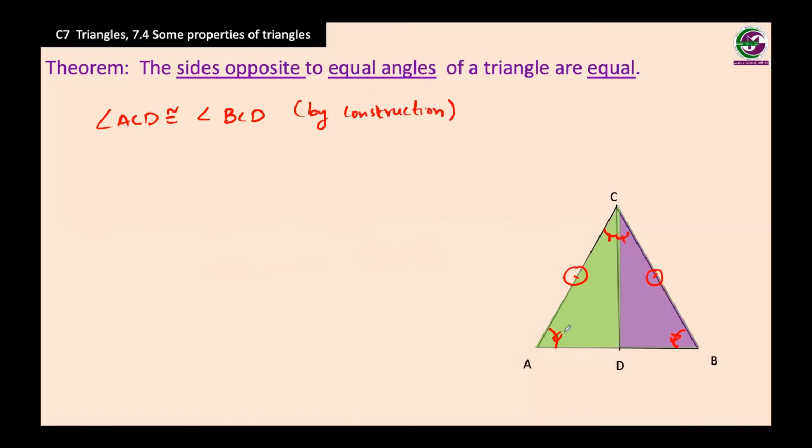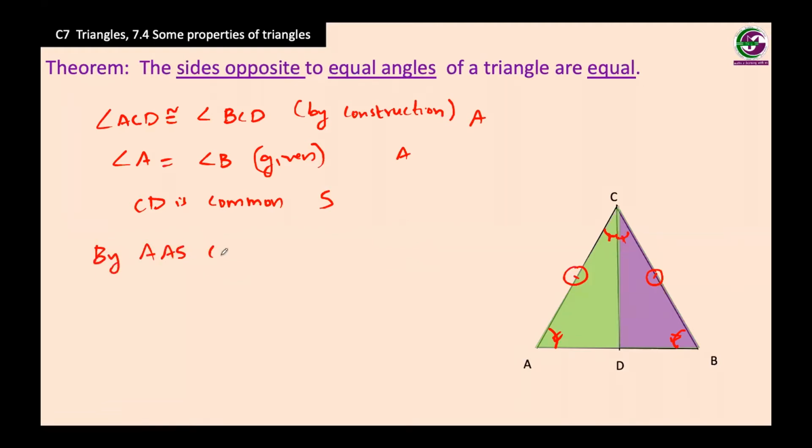And we are already given angle A is equal to angle B. And side CD is common for the green triangle and for the purple triangle. So CD is common. So now we have angle, angle, side. So by AAS congruence, we can show that triangle ACD is congruent to triangle BCD. These two triangles are congruent.